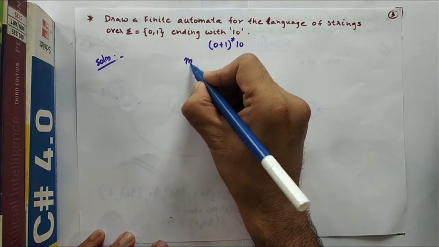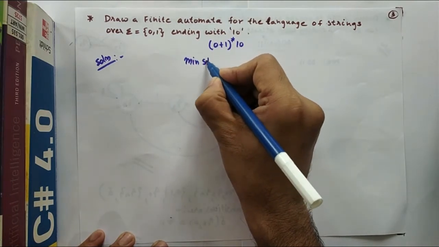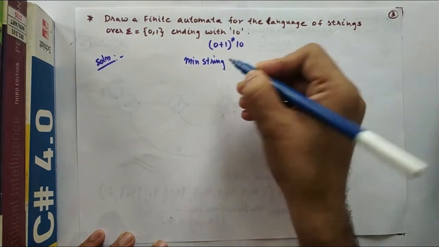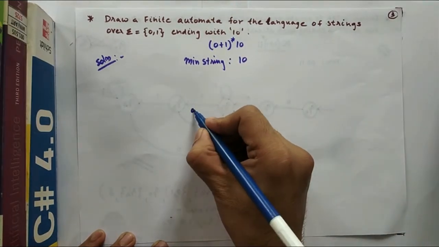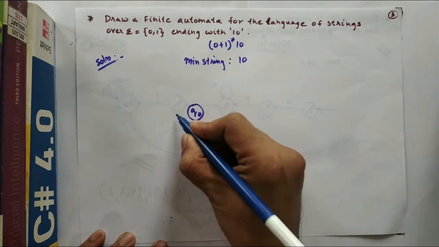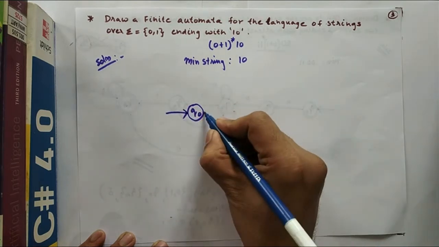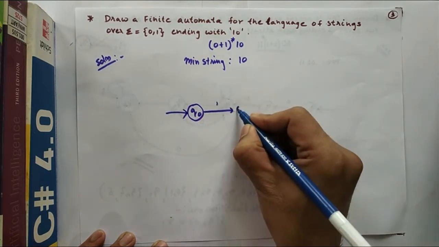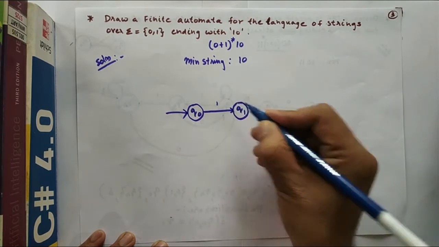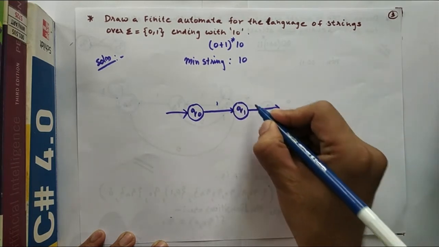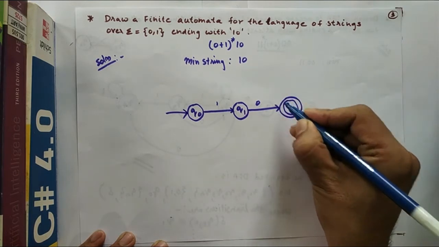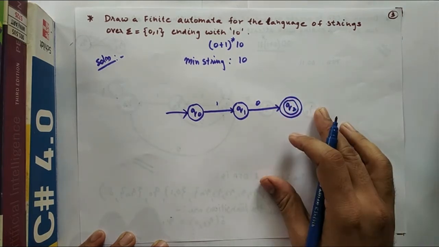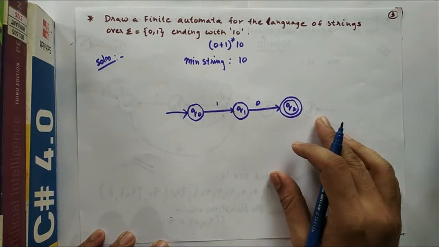First find out the minimum possible string. The minimum possible string will be 1 0. So first design a DFA for the minimum possible string. From Q0 on 1 it goes to Q1, and from Q1 on 0 it goes to Q2. Fine, so this is the minimum possible string. What are the other possible strings?